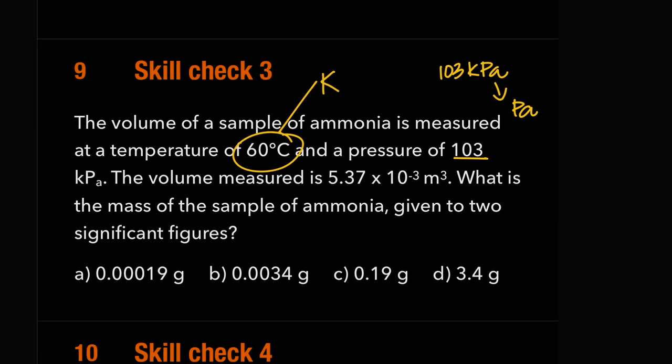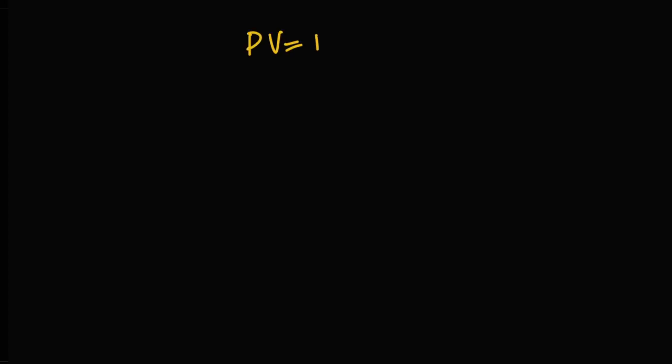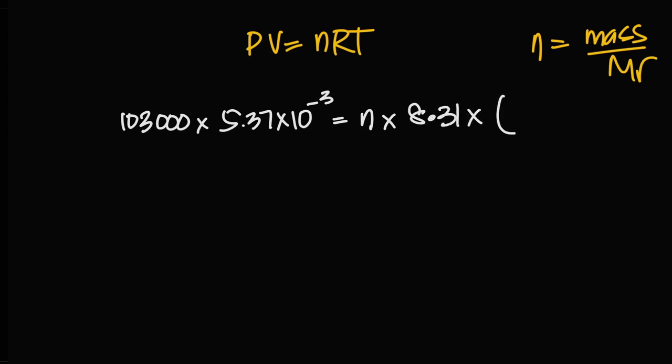So how does one solve this? You want the mass of the sample, so what you do is you plug this into PV equals nRT, knowing that n is mass over MR. So you first find n from this relationship, plug it in here, and then find mass. The pressure was 103 kilopascals, which is 103,000. Volume was 5.37 times 10 to the power of minus 3. Number of moles into 8.31 into temperature, which would be not 60 degrees, but 273 plus 60. You got to convert that into the Kelvin scale. And having done that, you start solving this.